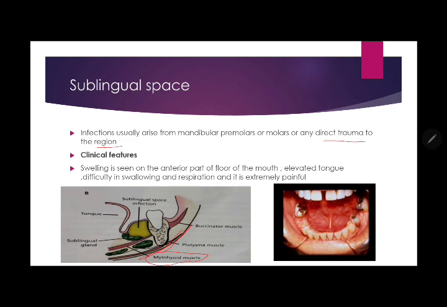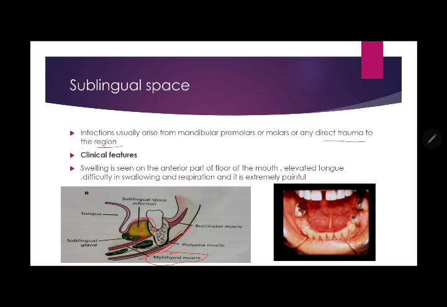Any infection that is above the origin of this mylohyoid muscle will end up in the sublingual space, leading to the sublingual space infection. So this is how sublingual space infection occurs.